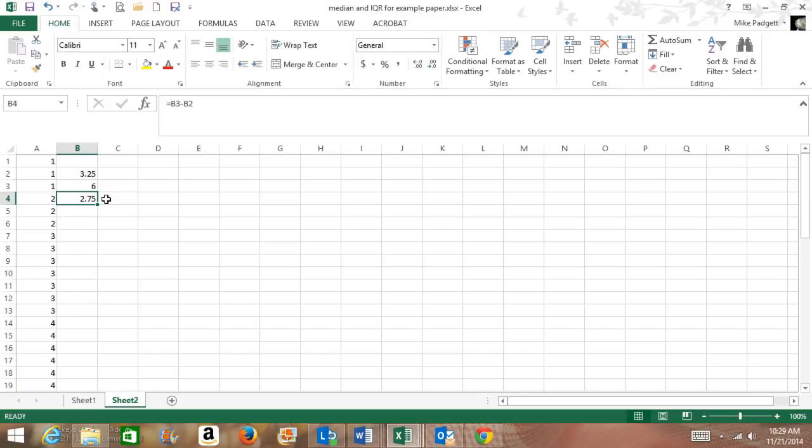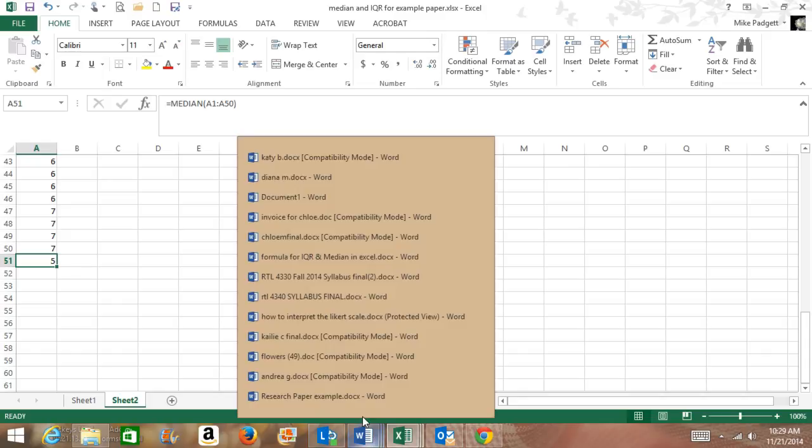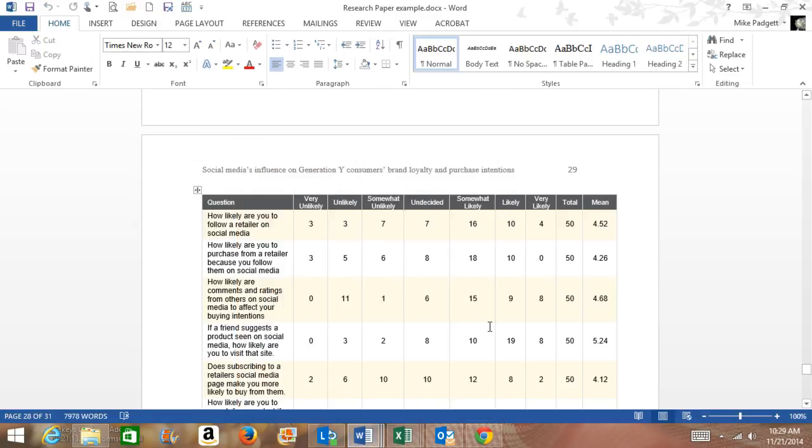And we don't want an IQR above 3. So you just report the IQR is equal to 2.75, which means that we're in an okay variance, that the scores don't vary too much. And it just shows that your median can be used and that it is correct. And so our median score is the 5, which is the somewhat likely. So that is how you figure your interquartile range.